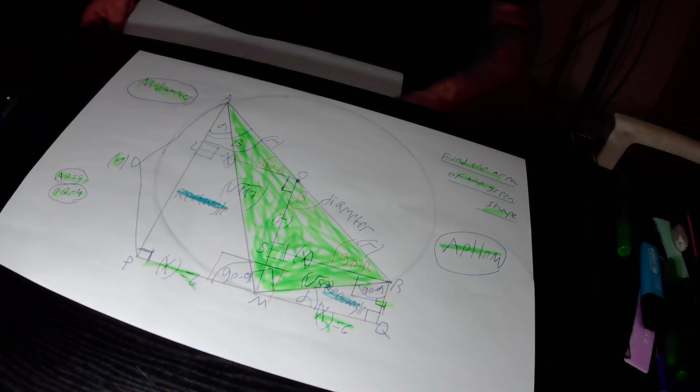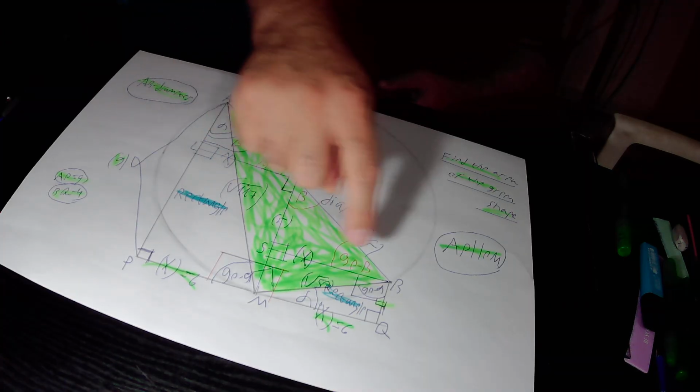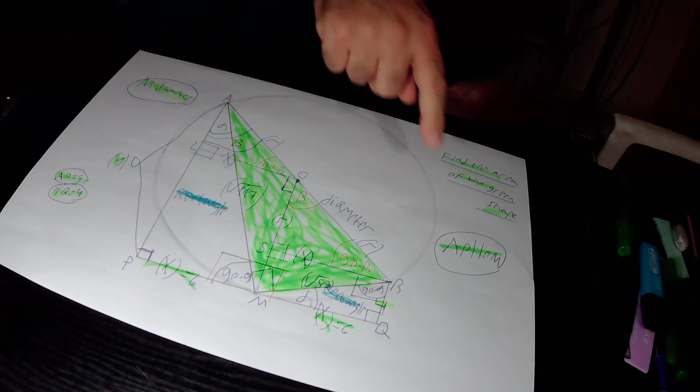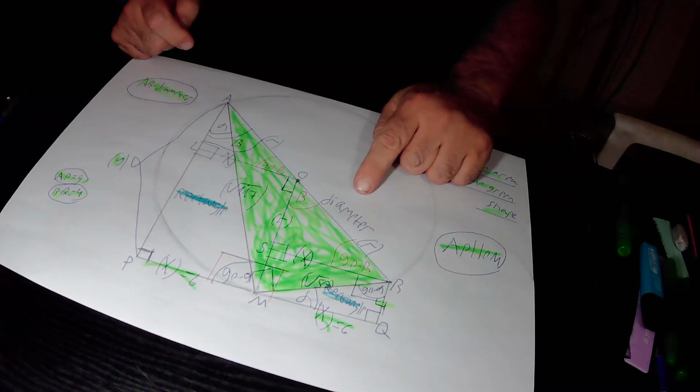Our task in the second question is to find out the area of this green shape. The green shape is actually triangle AMB. So we have to find out the area of this green triangle AMB. In the drawing we have a circle. We know that chord AB is the diameter of this circle.